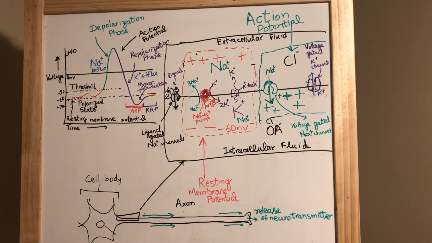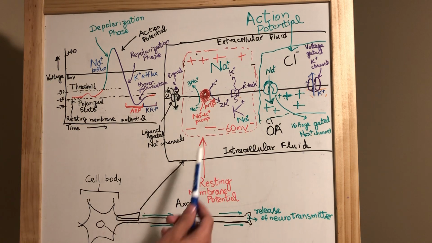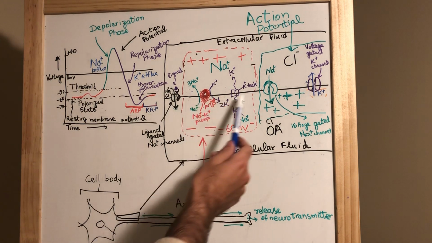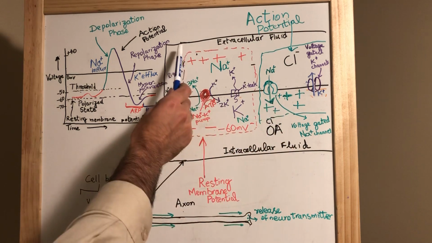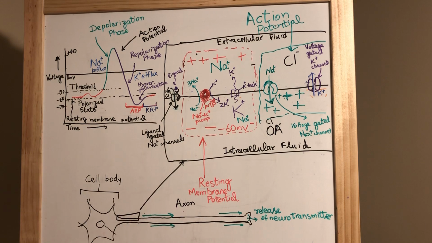This is a simplified structure of a neuron. This is a magnified view of a longitudinal section of neuronal cell membrane. This is the neuronal cell membrane with extracellular fluid outside it, and this is intracellular fluid.